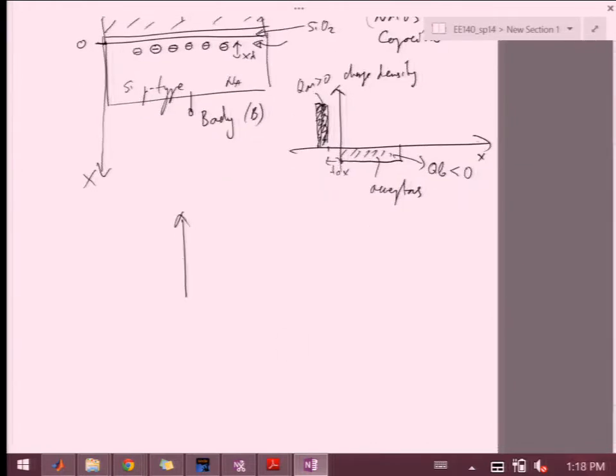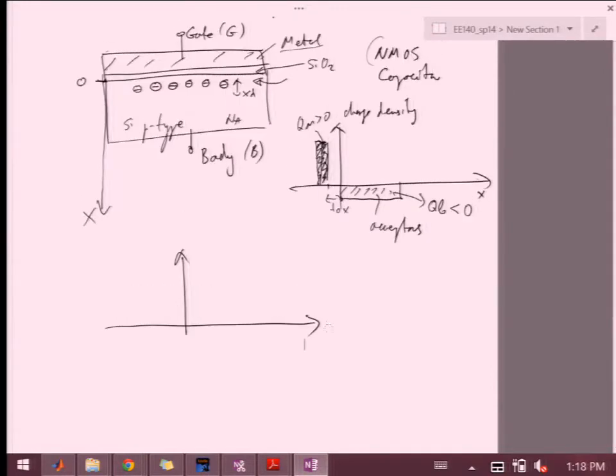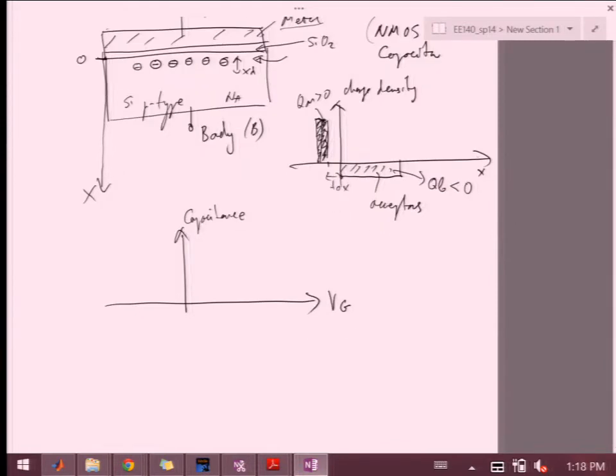So I'm going to try to draw this on sort of a slightly different scale. One axis is going to be VG. This is my regimes of operation. And then on Y, I'm going to draw capacitance. Okay. So capacitance is essentially proportional to charge and inversely proportional to voltage, right? So through that, we'll be able to kind of see what's really happening in the device itself.